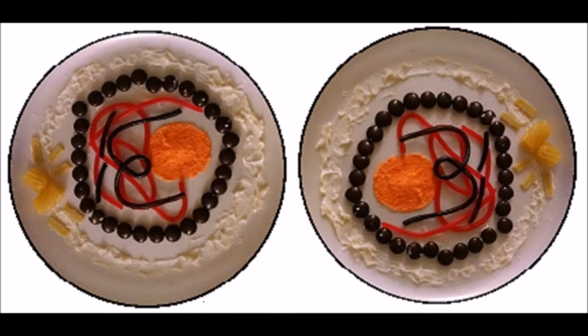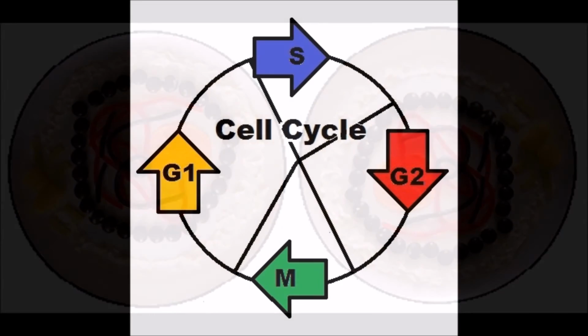Finally, the cell enters cytokinesis, where the cell cytoplasm splits into two new daughter cells with their respective organelles. The cell cycle is now ready to begin again.